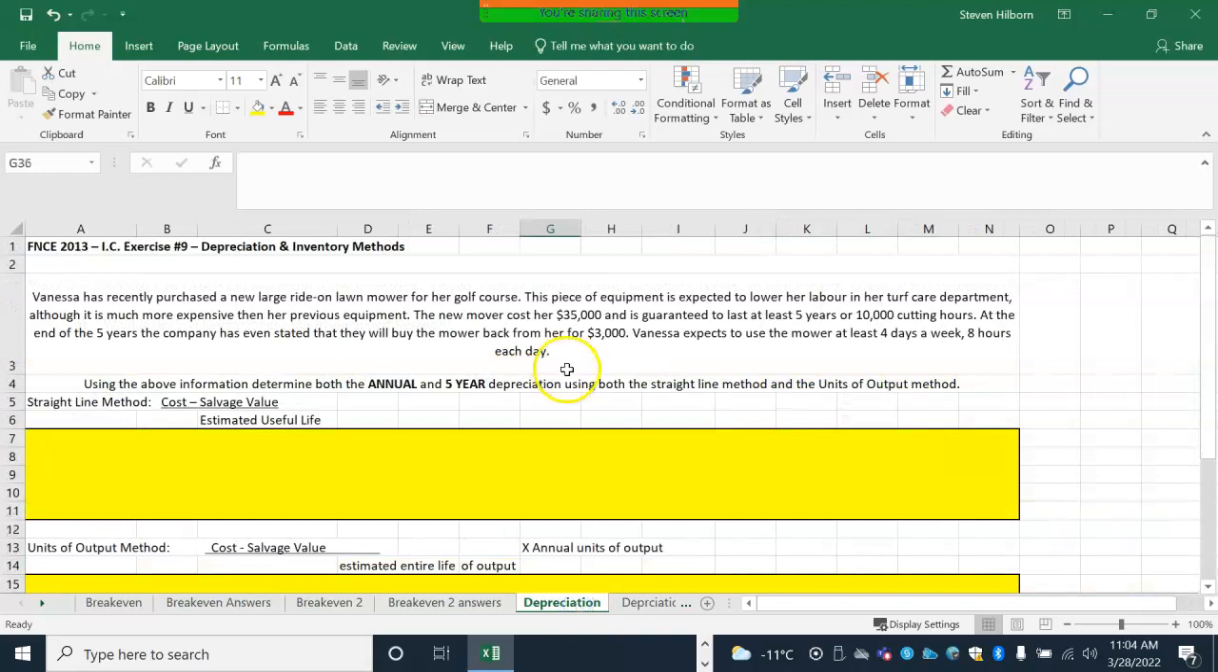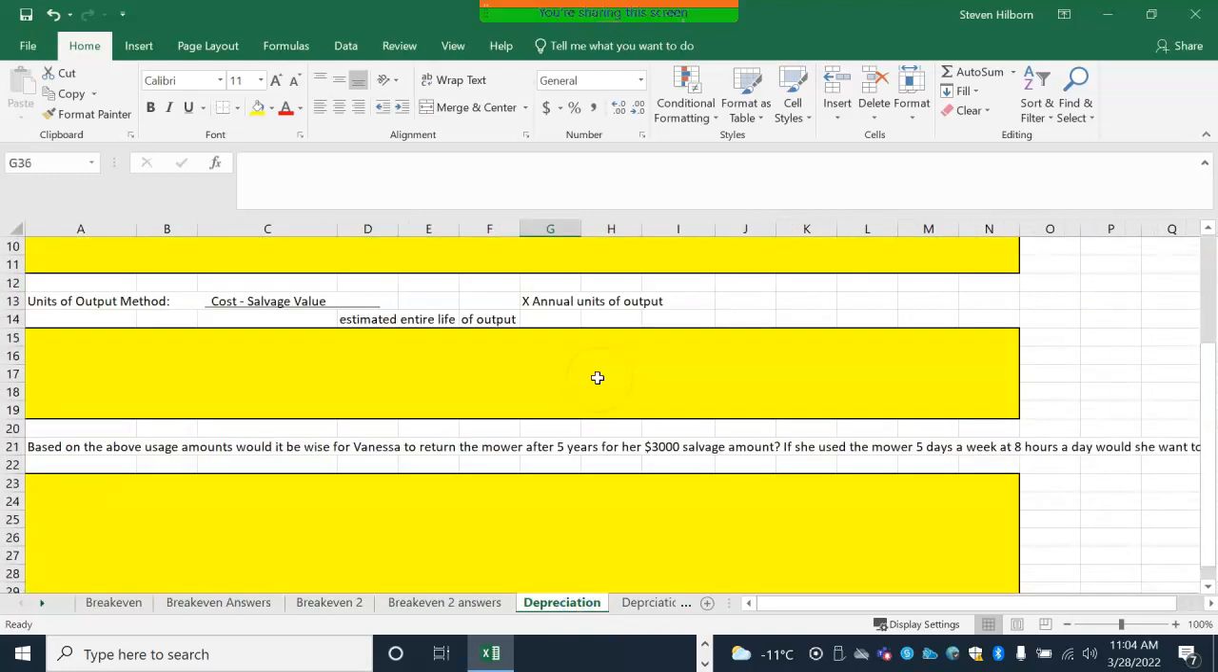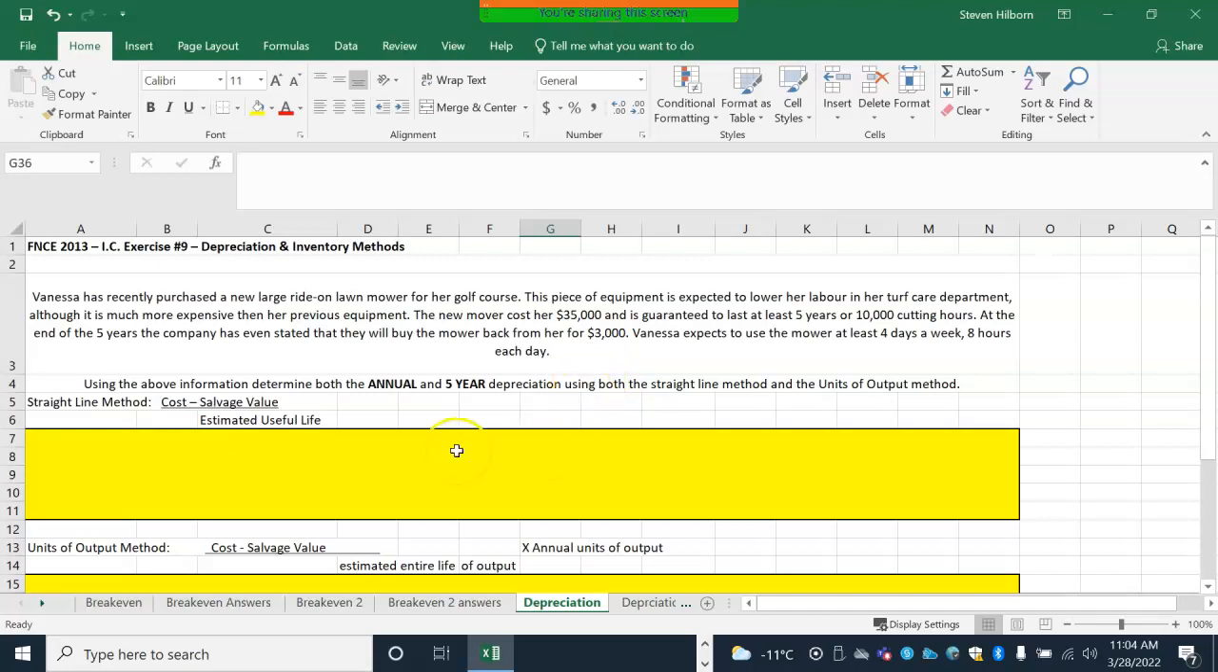Next one is depreciation. I know it's a lot, but they're fairly easy once you know it, you're just plugging values into formulas and then finding out what the answer is. So here we go. Vanessa purchased a new ride-on lawnmower for her golf course. The piece of equipment is expected to lower her labor in her turf care department, although it's much more expensive than her previous piece of equipment. The new mower costs her $35,000. That's our cost.